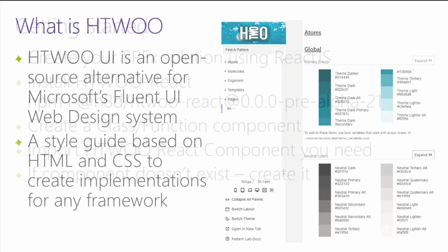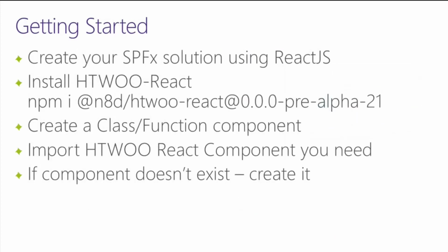To get started with the library, it's going to be very similar to using Office Fabric React. Essentially, you just create your SharePoint Framework solution with the React.js library. You install HtwoO React. It's right now a pre-alpha release, jokingly, since Stefan made my release pre-alpha, but we'll be updating that fairly soon as we're getting very close to general availability. You install it using that at N8D, HtwoO React, and the current build is 21.